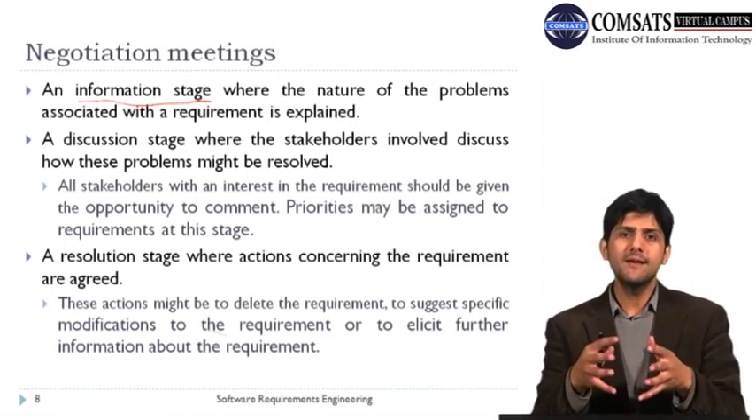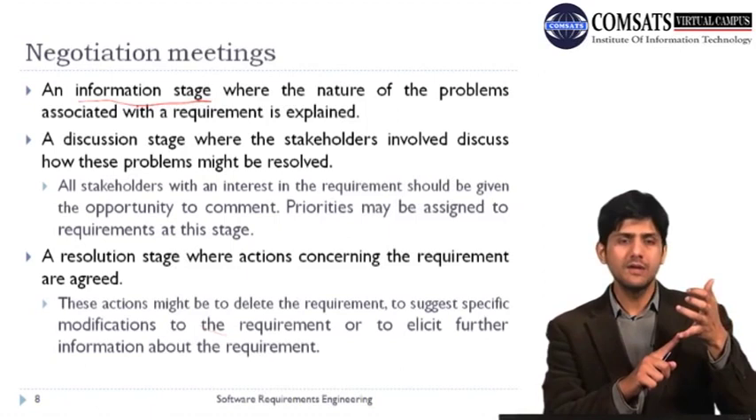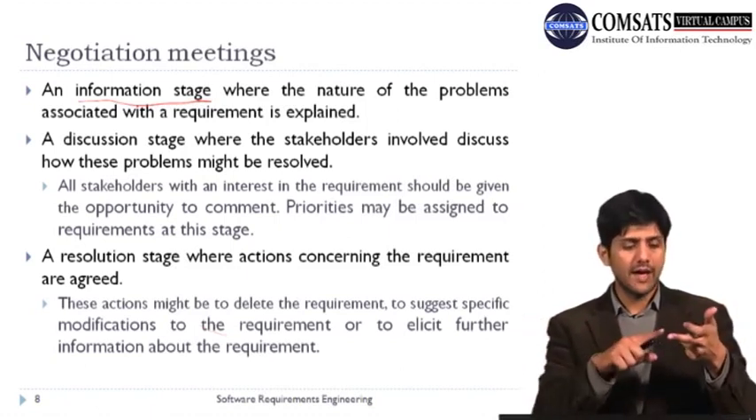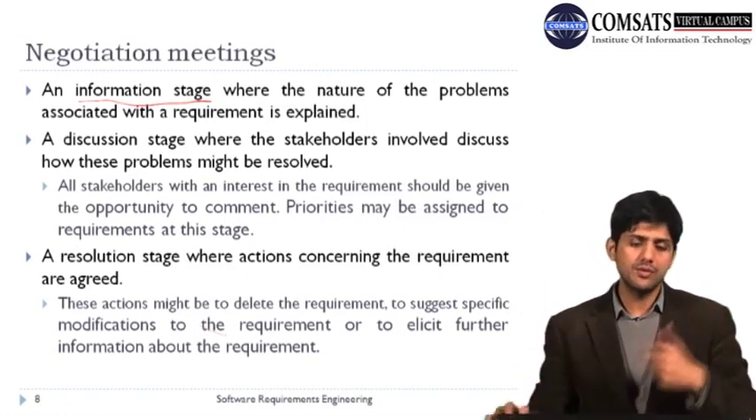So when we go in a meeting, it should be decomposed into three main steps. We need to inform all the people involved, we need to give them a chance to discuss and maybe assign priorities as well, and finally we need to resolve. So these are the three main stages when you go into a negotiation meeting.